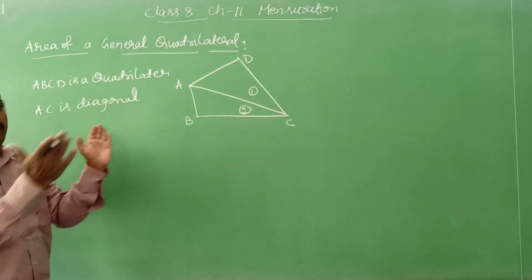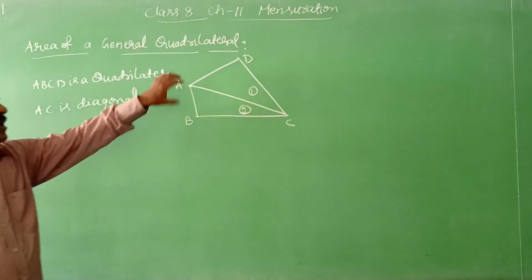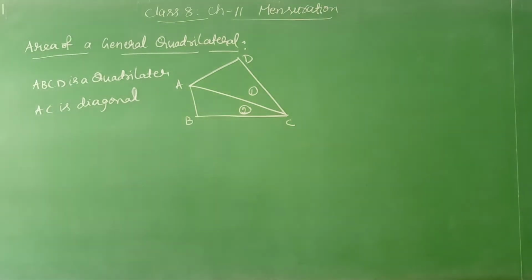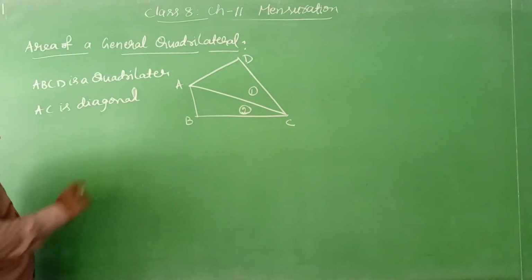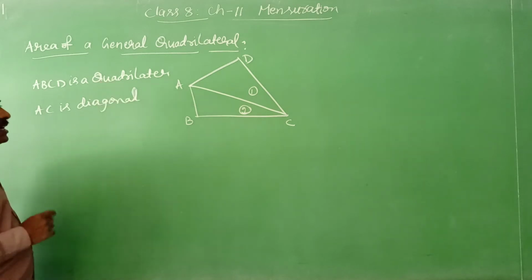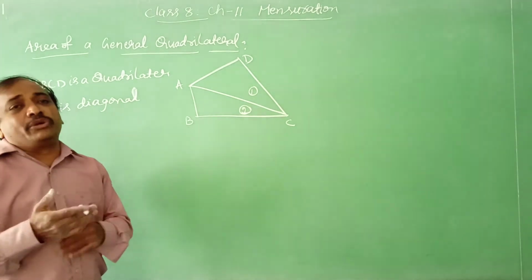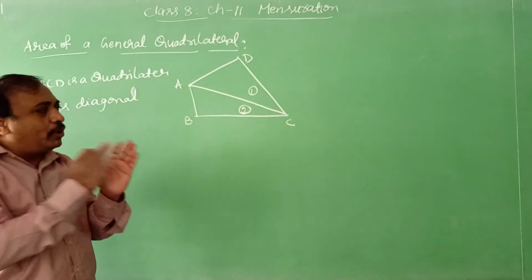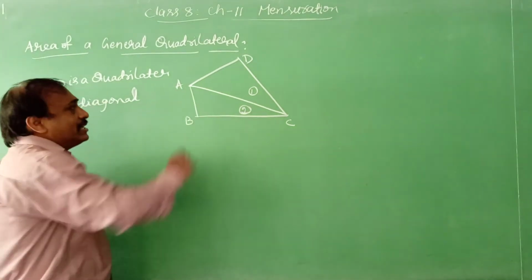If you add the areas of these 2 triangles, the sum will give you the area of the quadrilateral ABCD. So we divided the complete quadrilateral into 2 parts. To calculate the area of a triangle, the formula we know is half into base into height. We can see that in both triangles there is a common portion, which is AC.